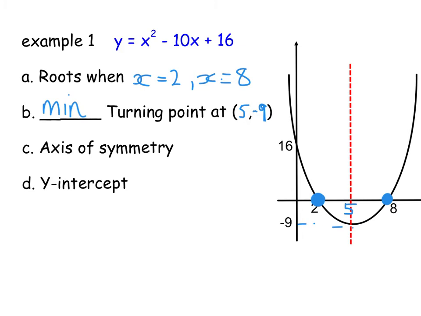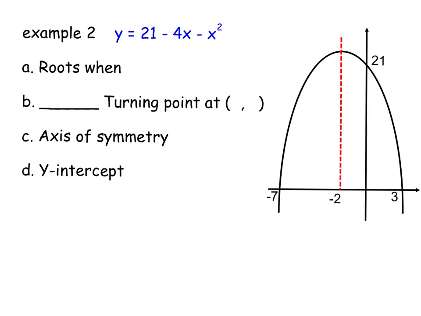And the last one is the axis of symmetry. Remember, that's my red dotted line. And if you look at it, it goes through the number 5 on the x-axis. So the line of symmetry is just x equals 5. You can't just write 5 though. If you just write 5, you're not going to get full marks. And the last thing, the y-intercept is clearly marked on there as (0, 16). So there's my first example. And there was a wee element of work in there. I stuck that in.